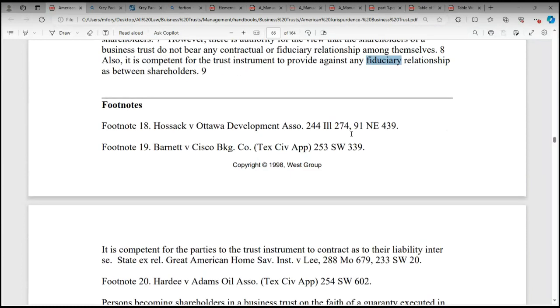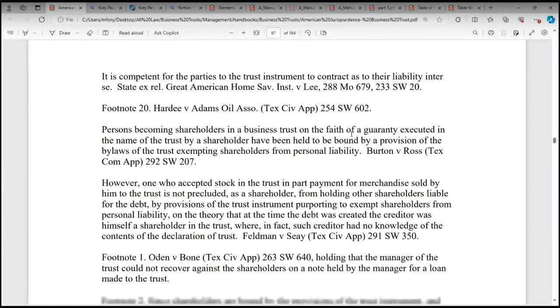All right, I'm not going to read the footnotes. Let's see.